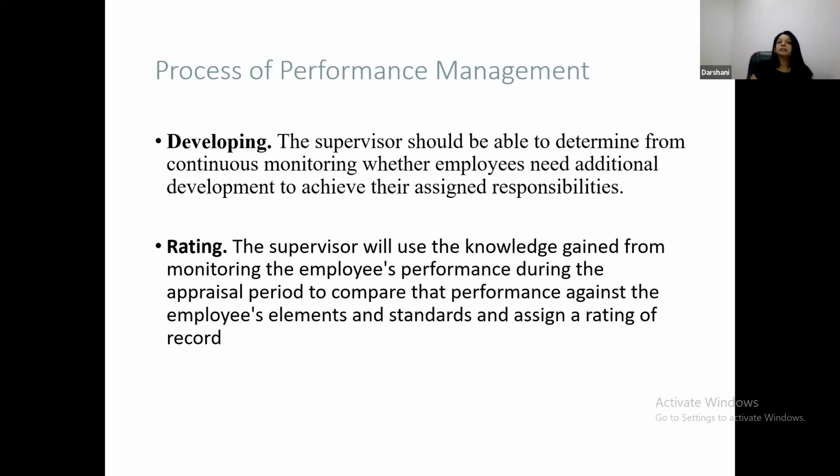The supervisor should be able to determine from continuous monitoring whether employees need additional development to achieve their assigned responsibility. Then you underline that word, additional development. So then the supervisors need to look into whether they need some additional developments, maybe developments in the environment, maybe developments in the machines that they use. Once the working machine is upgraded, your quality is also upgraded. Once the working environment is supported, your performance will also be upgraded.